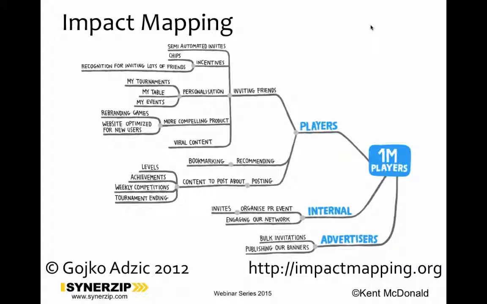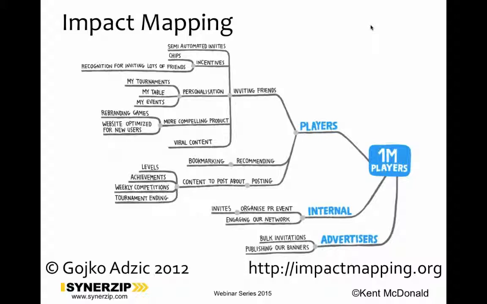And it starts off with a particular goal you're trying to satisfy. In this case, it's the gaming company trying to get to 1 million players. And then you think about who are the people that can help us get closer to that goal, or who are the people that can prevent us from getting to that goal. And that's the next layer out. So in this case, it's represented by players, internal, or advertisers.